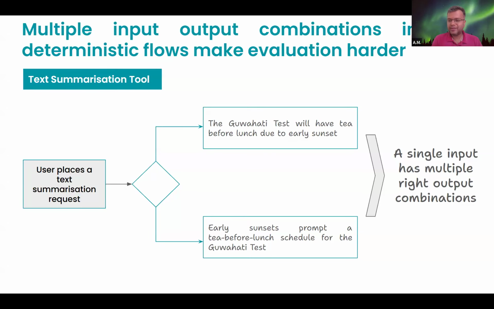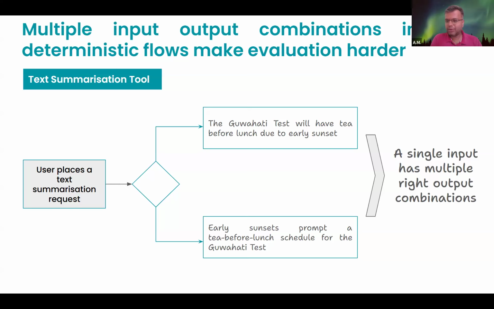What was happening in this test match is that there was a special geographical situation, because of which an early sunset was expected in Guwahati. Because of that, in a typical test match schedule, which is a 3-session play, lunch happens first, followed by tea. But in this specific case, it was decided that tea will happen first, followed by lunch.